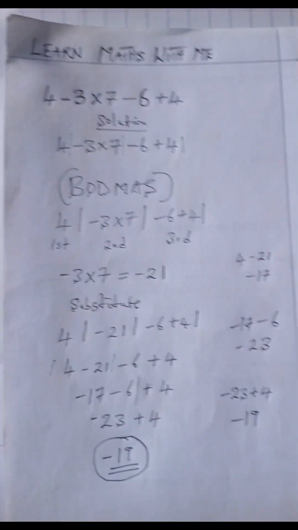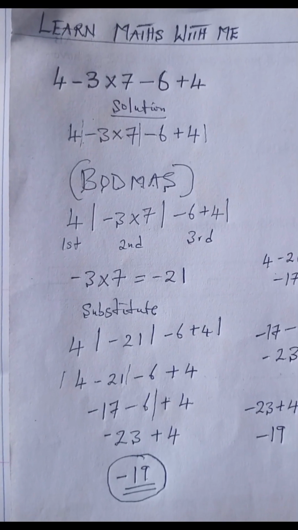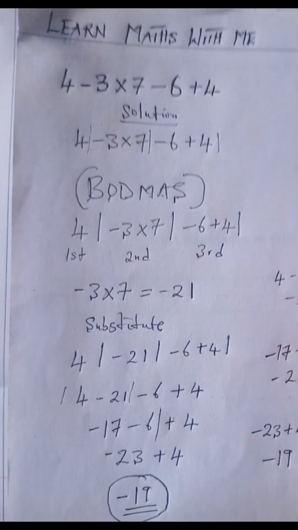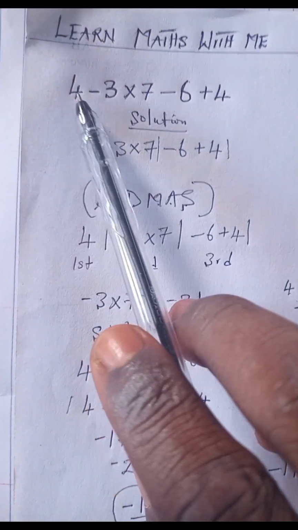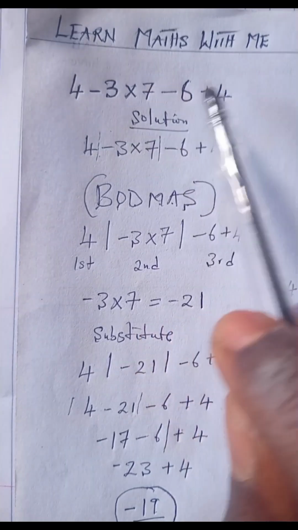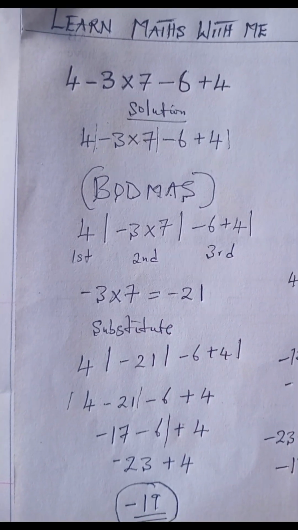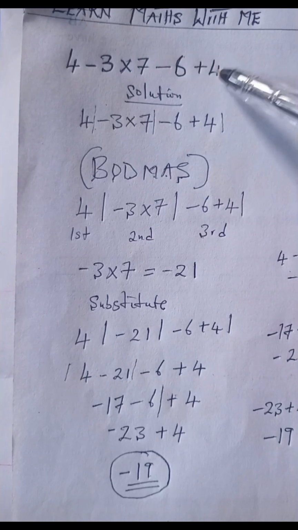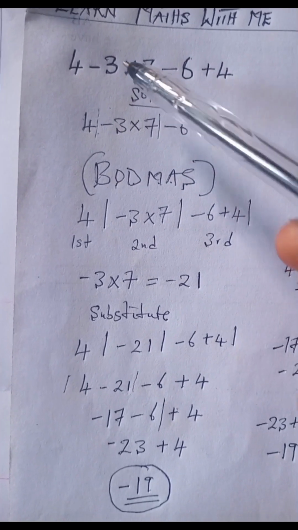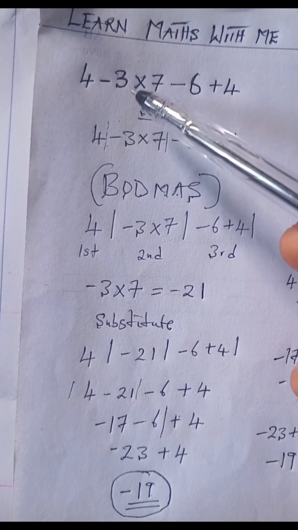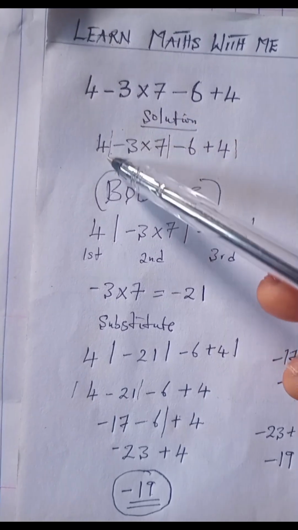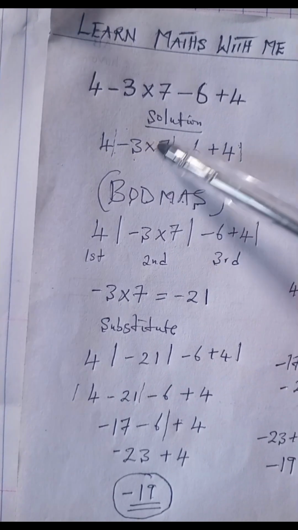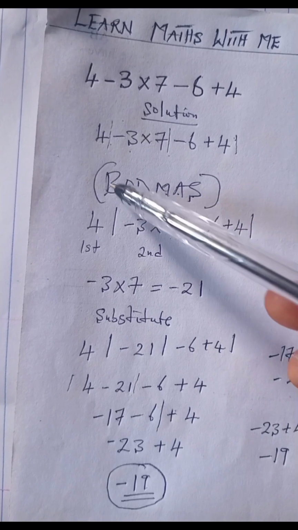Now let me give you a rundown of the explanation once again. The question says 4 minus 3 multiply 7 minus 6 plus 4. So whenever you want to solve a problem of this kind, first of all say solution, then after saying solution you write the equation again. If you look at this, I divided the equation into 3 parts. This is the first part, the second part, and this is the third part. And the second part carries a multiplication sign. So we are going to use the principle of BODMAS.